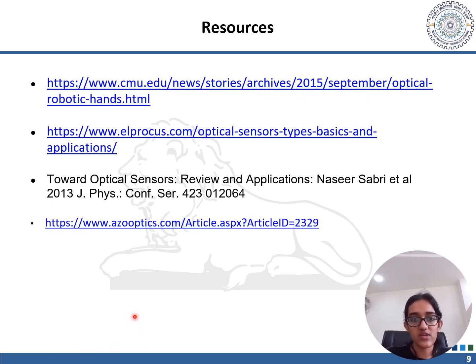So these are some of the resources which I've referred to. In conclusion, all I would like to say is that optical sensors are everywhere around us, and they have a wide variety of applications because light has a variety of properties which can be exploited.